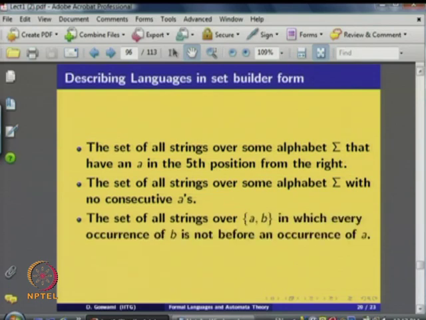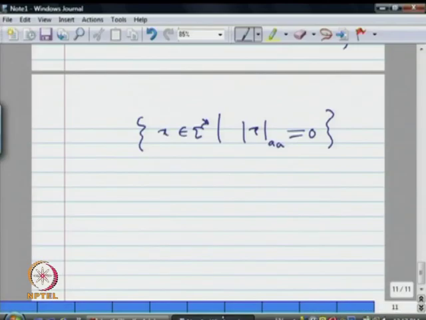The set of all strings over {a, b} in which no occurrence of b is before an occurrence of a. So, every string here must be of the form a to the power m, b to the power n. Every occurrence of b has to be preceded by some a. If a occurs, then b cannot occur before a. So, all those strings of this form for some m, n greater than or equal to 0.